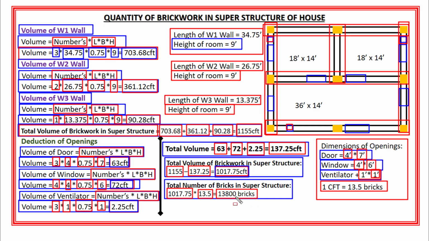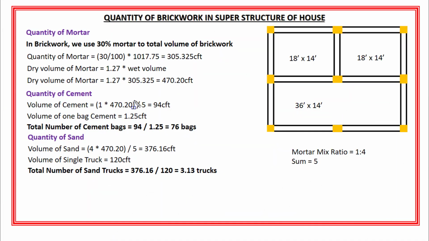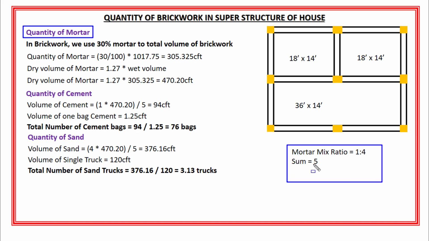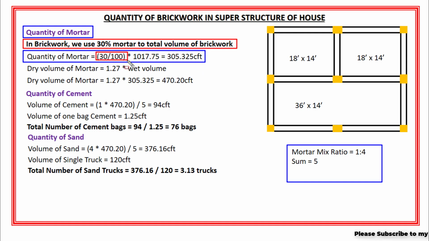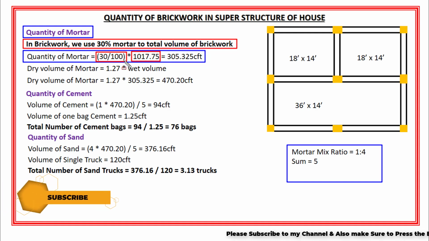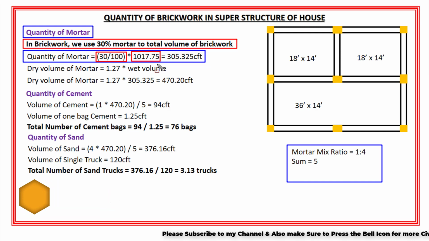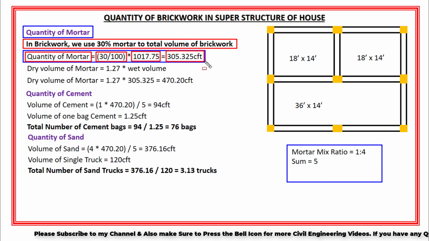Okay. Now for these 13,800 bricks, I will need mortar as well. So for the mortar, the mix ratio is 1:4 and the sum of ratio will be 5. Now basically in brickwork in a house or building, we use 30% mortar to the total volume of brickwork. Okay. So the quantity of mortar is equal to 30 divided by 100 multiplied by 1017.75 cubic feet, which is the volume of brickwork in superstructure. So the quantity or volume of mortar will become 305.325 cubic feet.